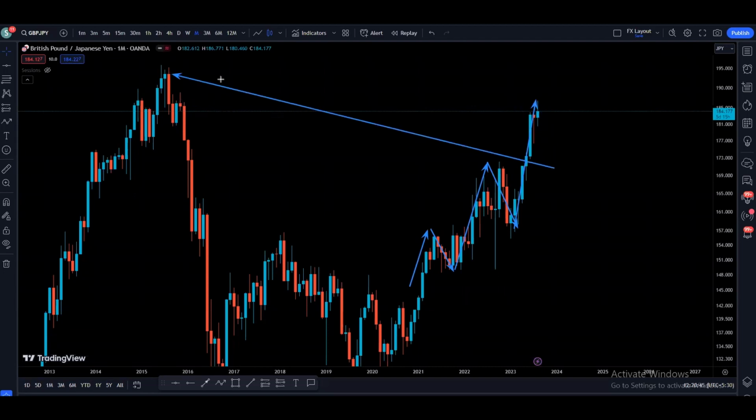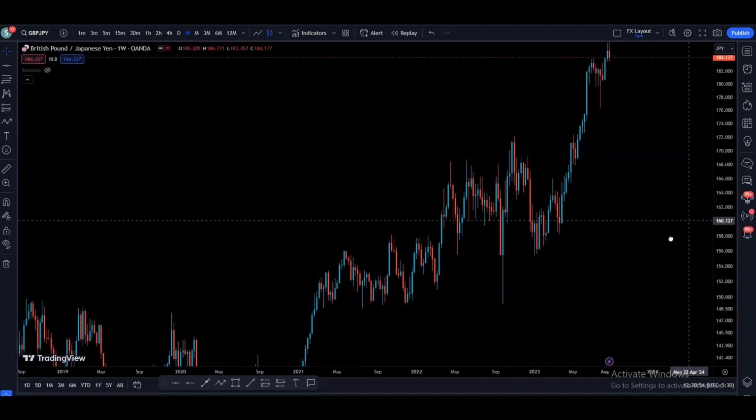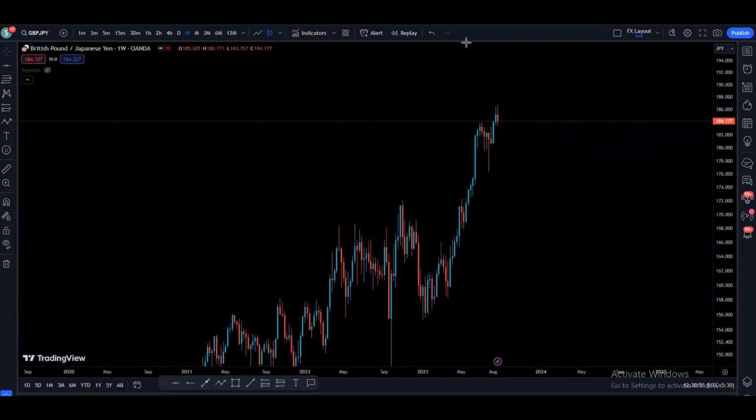Also, we have this resistance and this resistance on the monthly time frame. Now let's go to the weekly time frame to find more details. On the weekly, we can see that the market structure looks bullish because we are making higher highs and higher lows. So we created a high, higher low, higher high, higher low, and right now we created a higher low.